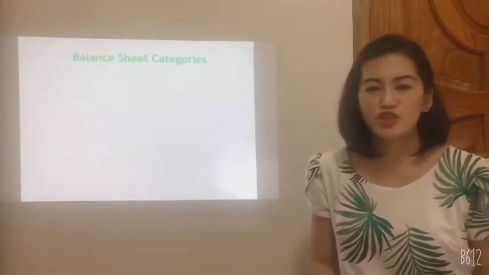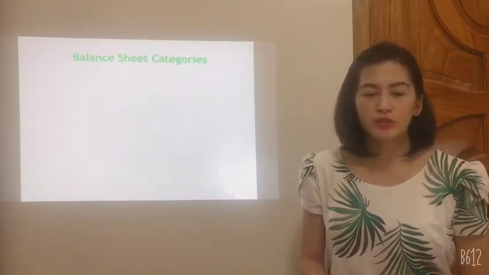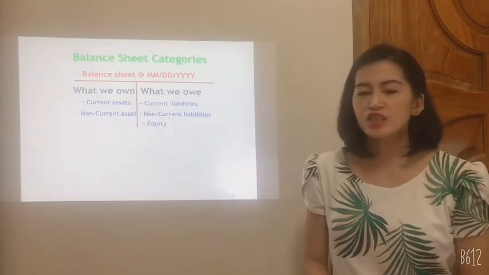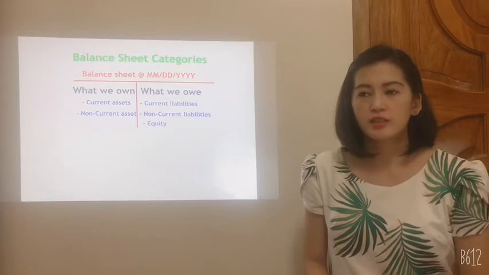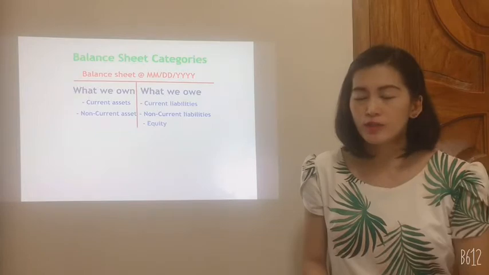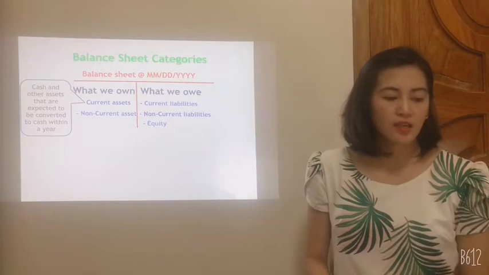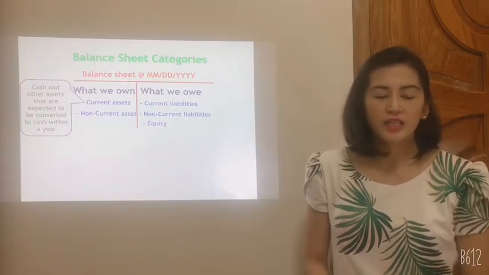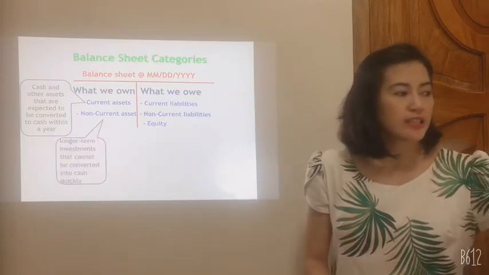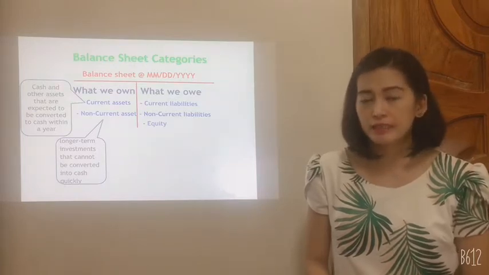When reading a balance sheet, it is important to start off by looking at the balance sheet by categories. Current assets and non-current assets are on the left. Current liabilities, non-current liabilities, and equity are on the right. Current assets are cash and other assets that are expected to be converted within a year. Non-current assets are long-term investments that cannot be converted into cash quickly.